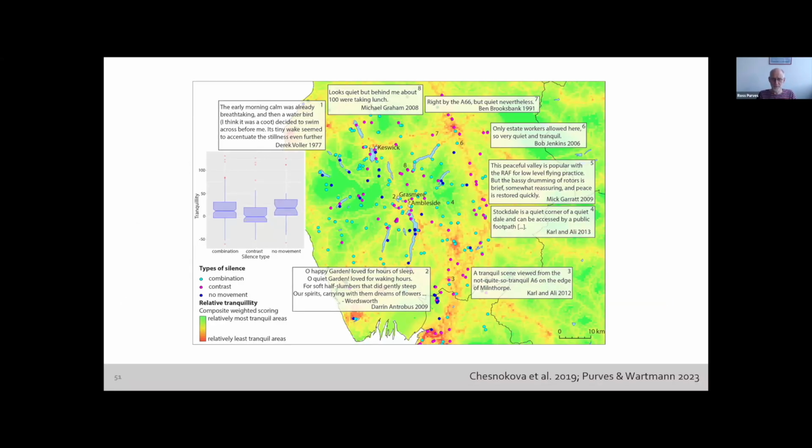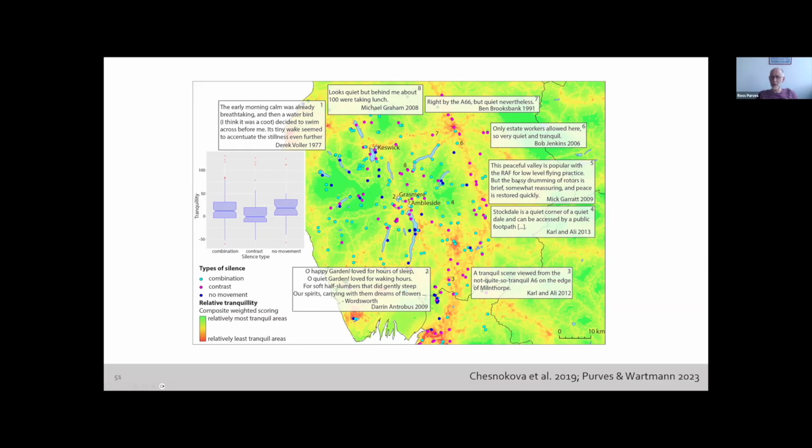And if we do that, we end up with something like this. So what you see here is that each of these points is actually a description where in some way a tranquil experience is being described. So if we go up here on the top right, right by the A66, that's the name of a road, but quiet nevertheless. Okay, so that's a description of tranquility by contrast. That's this pink color here. So it's being compared to something.